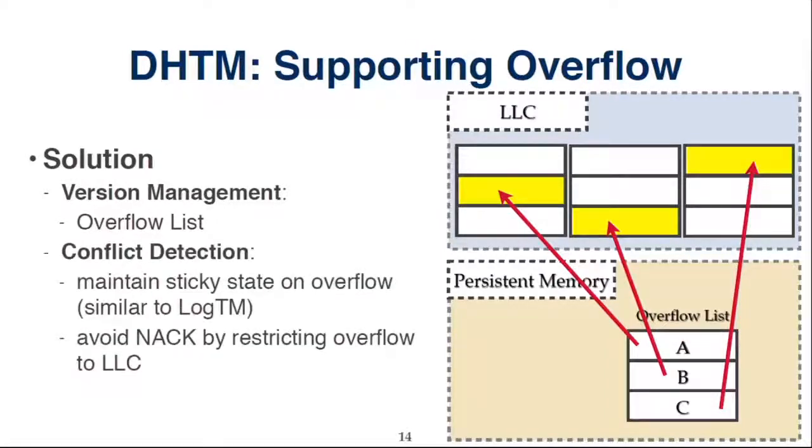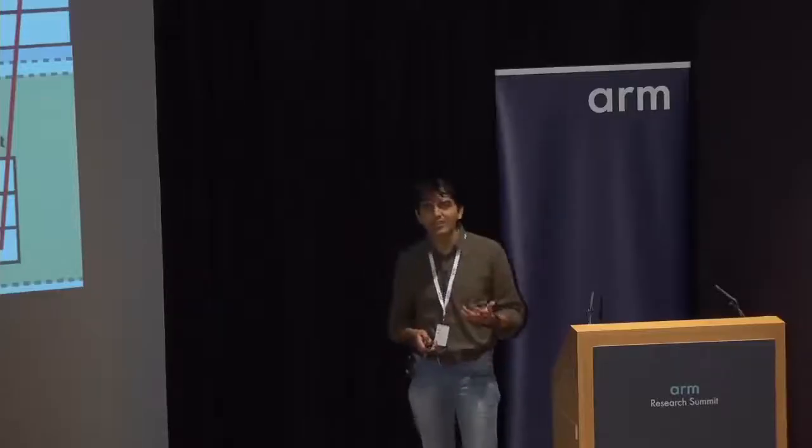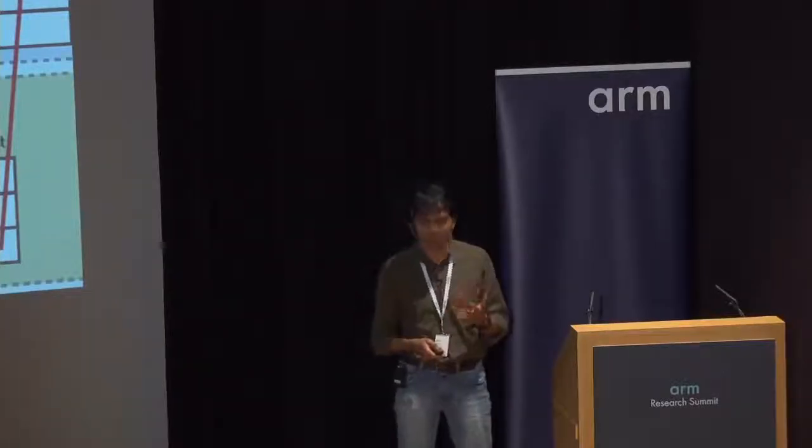For conflict detection, we use a sticky state solution similar to the LogTM proposal, wherein the state of a cache line is not modified in the LLC on an overflow. So let's say core 0 modified a cache line as part of a transaction, which then overflowed to the LLC. LLC would still show core 0 as being the owner of that particular cache line. So if there is a subsequent access to that cache line from another transaction, a conflict can be detected without need for any metadata. And we also avoid NACK-based coherence protocols by restricting this overflow to the last level cache.